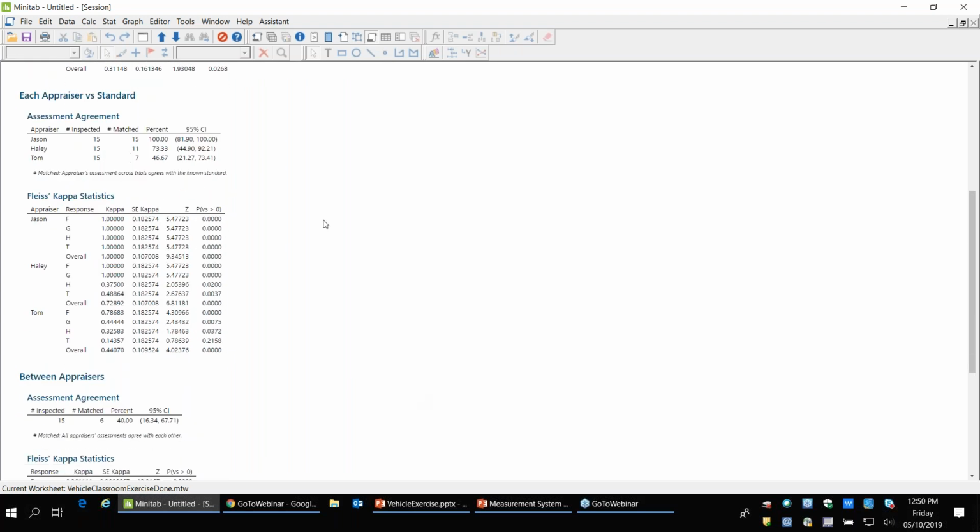The next thing we're going to take a look at is each appraiser versus the key. So again, this doesn't matter whether they answered the same. They had to, of course, answer the same both times, but now it's whether they match the key. Jason, again, scored perfect. He matched 15 out of 15 with the key. Haley got 11 out of 15 with the key. And then Tom got 7 out of 15 with the key. So the interesting thing here is you remember that Haley agreed with herself 13 out of 15 times. We saw that above. But obviously, 2 of those answers were incorrect with regards to the key.